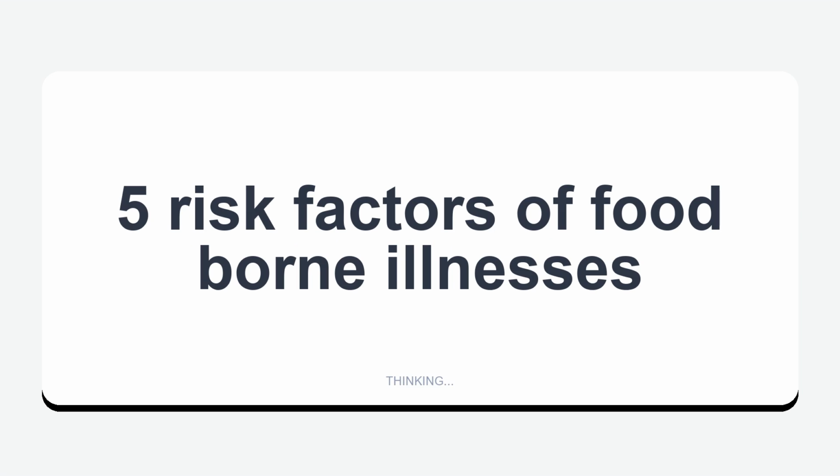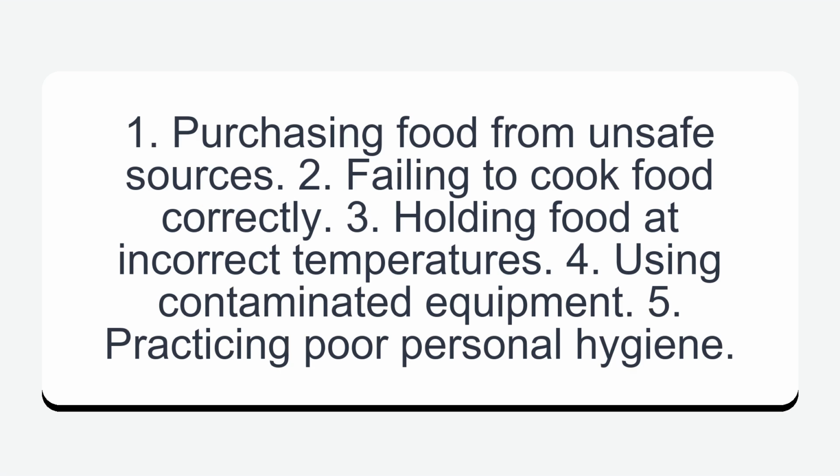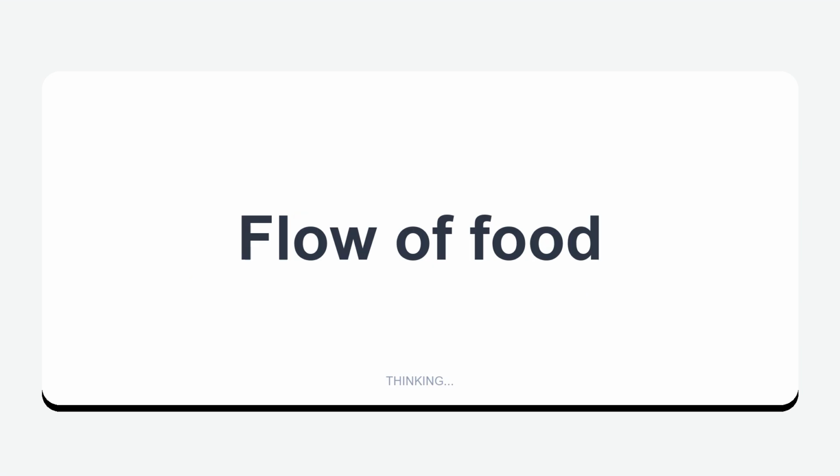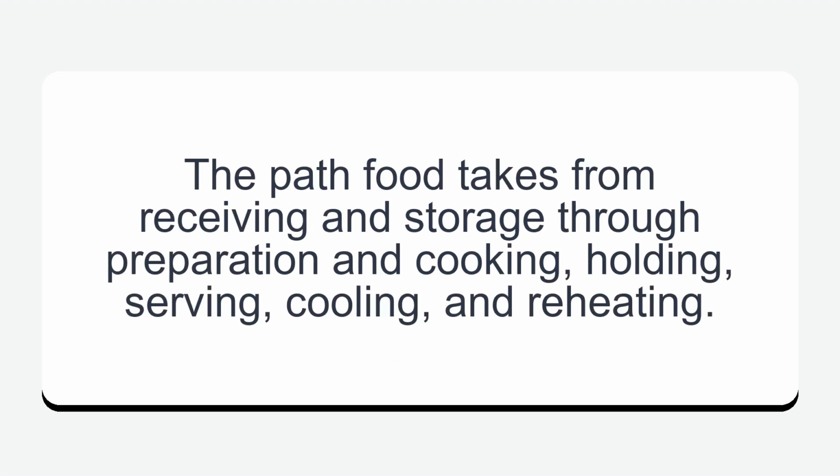5 risk factors of foodborne illnesses. 1. Purchasing food from unsafe sources. 2. Failing to cook food correctly. 3. Holding food at incorrect temperatures. 4. Using contaminated equipment. 5. Practicing poor personal hygiene. Flow of food: the path food takes from receiving and storage through preparation and cooking, holding, serving, cooling, and reheating.